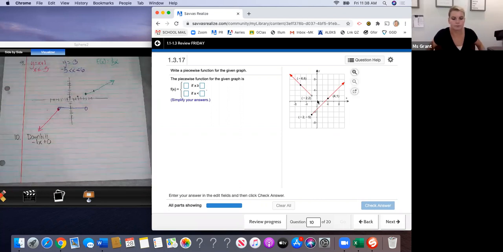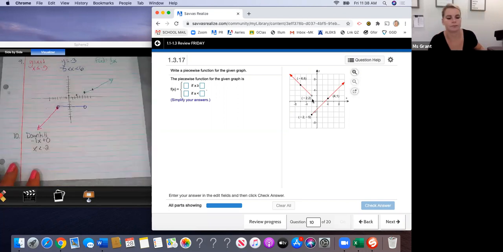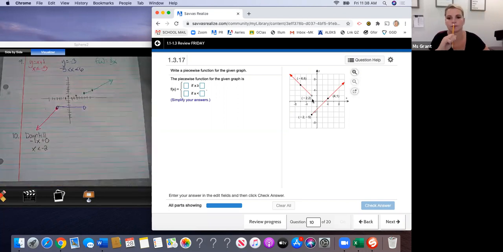Then, what's my constraint? It's an open circle. See this right here? Negative 2. Open circle at negative 2. Less than. X is less than negative 2. That's my downhill line.